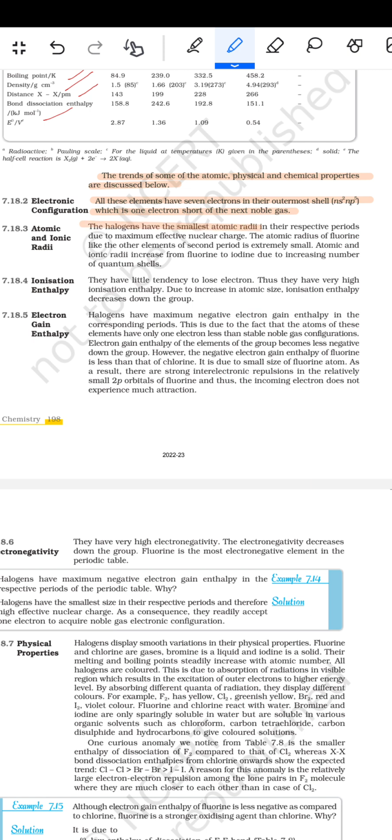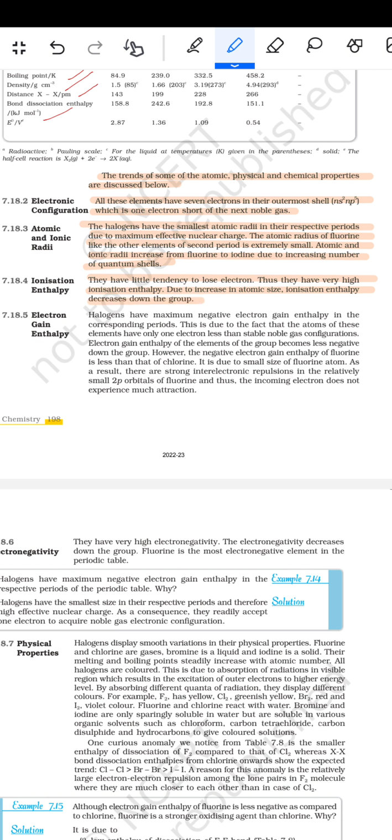The halogens have the smallest atomic radii in their respective periods due to the maximum effective nuclear charge. The atomic radius of fluorine, like the other atoms of the second period, is extremely small. Atomic and ionic radii increase from fluorine to iodine due to the increasing number of quantum shells. Ionization enthalpy: they have little tendency to lose electrons, thus they have very high ionization enthalpy. Due to the increase in atomic size, ionization enthalpy decreases down the group.